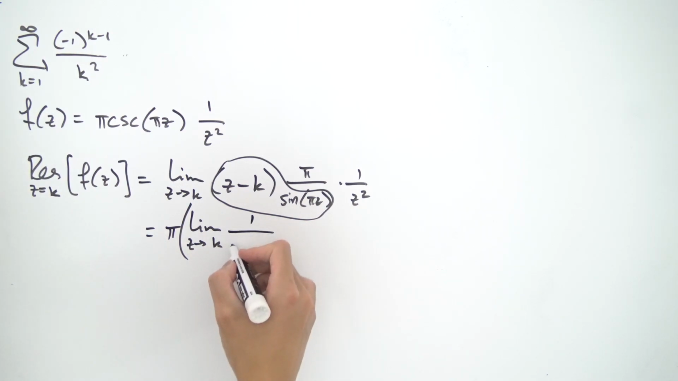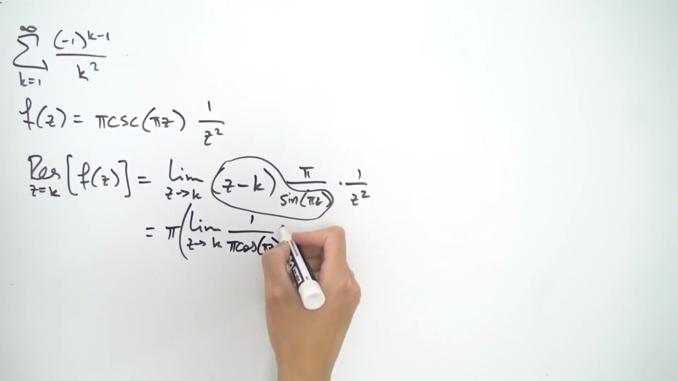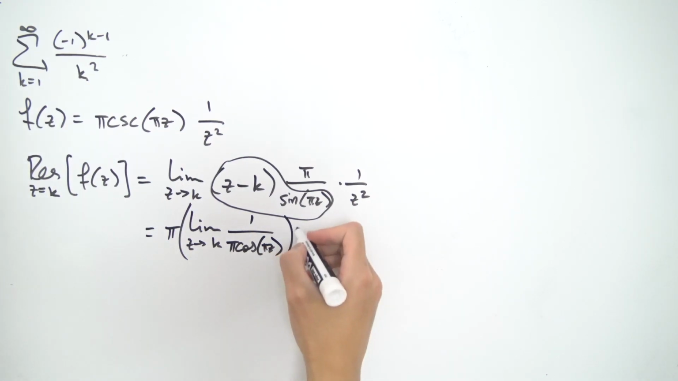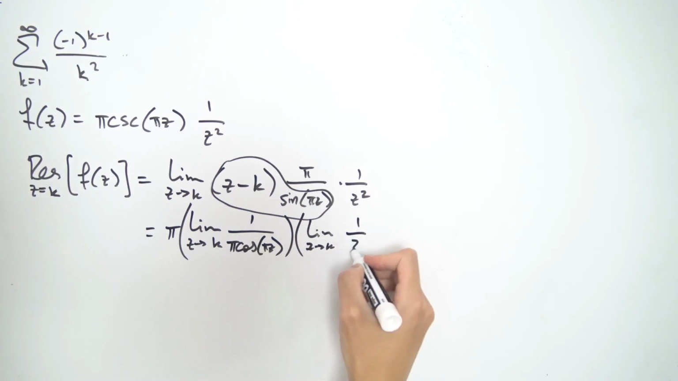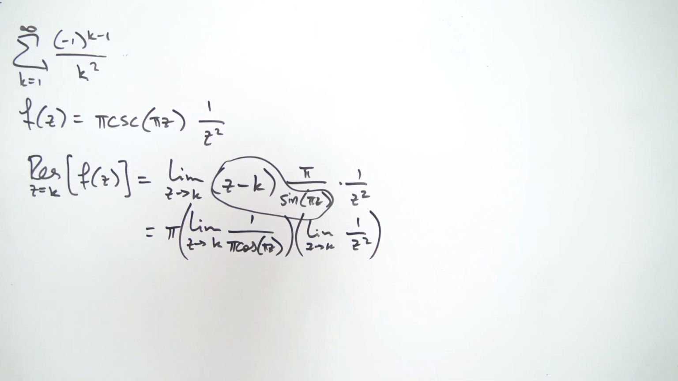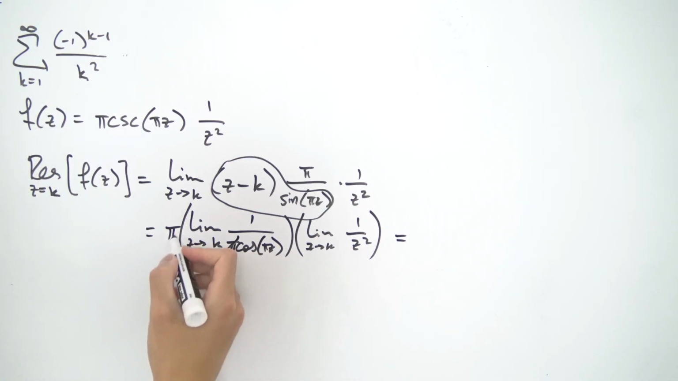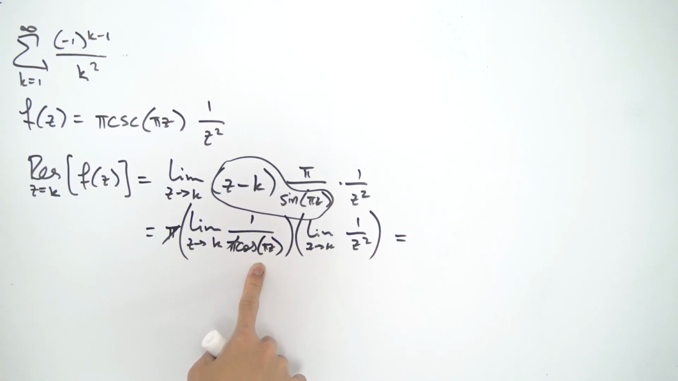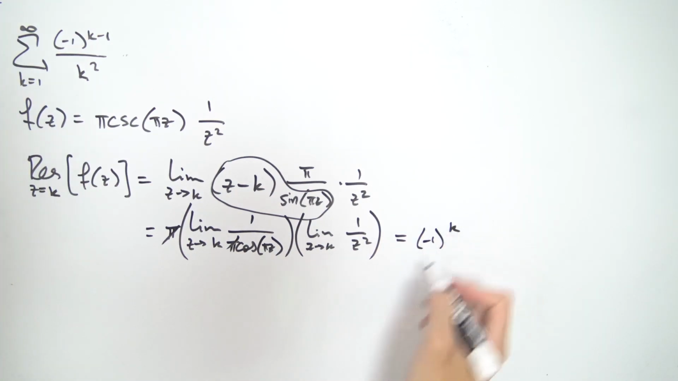Differentiating the bottom, that's going to give us pi times the cosine of pi z. And now we also have the limit as z approaches k of 1 over z squared. And now what is this going to give us? Well, notice that pi and pi will cancel each other out. And if you take the limit as z approaches k on this cosine of pi z, what you end up getting is minus 1 to the k.